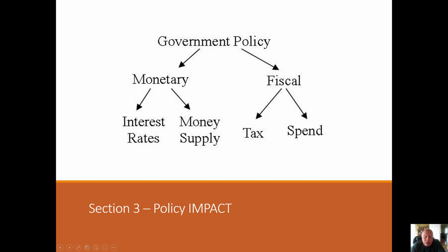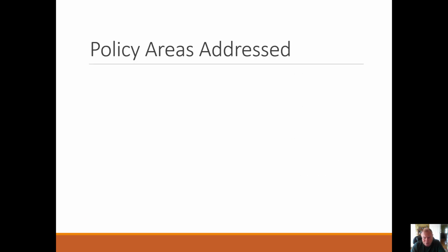The next section we're going to take a look at is policy, the impact of policy. When we look at government policy, it breaks into two components: fiscal, which is tax and spend; and monetary policy, interest rates and money supply. In the U.S., monetary policy is the Federal Reserve. In this case, fiscal policy is the President and the Congress. Let's take a deeper look.